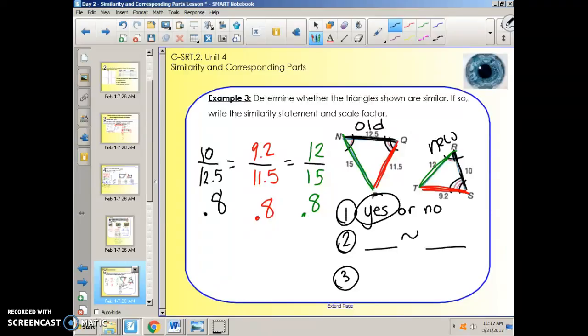Similarity statement means actually write out the pieces that match together. So triangle, I'm going to go with N, Q, P, and I got to match my letters. So N goes with R, Q goes with S, and T goes with P. That's my similarity statement. And I already did all the work for scale factor. It's 0.8. New divided by old, we just did all those fractions. That's the scale factor.